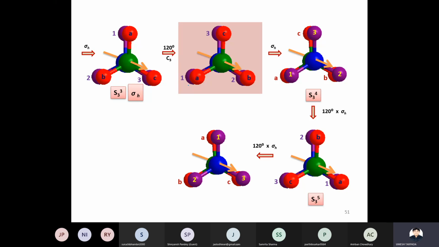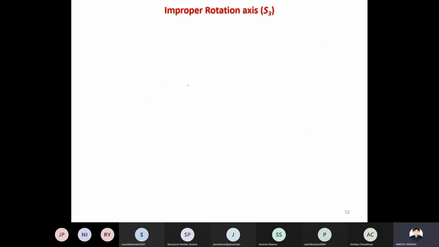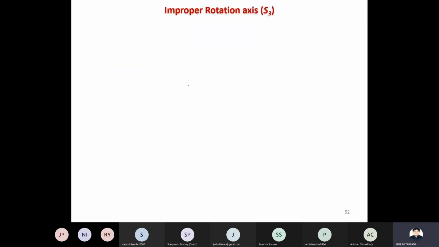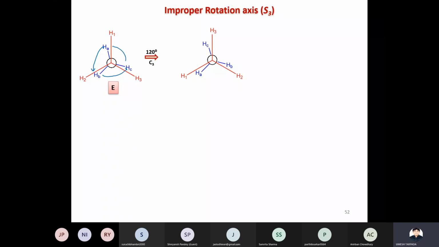Look at here. So this is called 6 time. Now this is equal to original structure. You can compare with original, and therefore it is written S3 raised to 6 is equal to E. See, this is a staggered geometry. So if you go for first time, first if you give rotation, then ABC can change their position. Similar, H1, H2 and H3 can change their position at angle of 120 in this way.